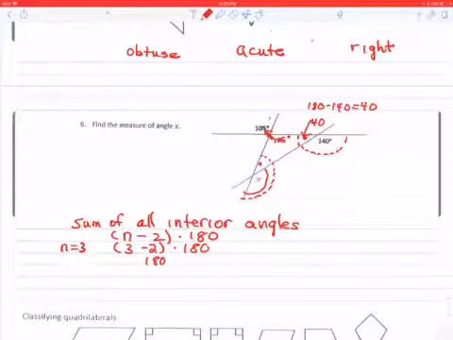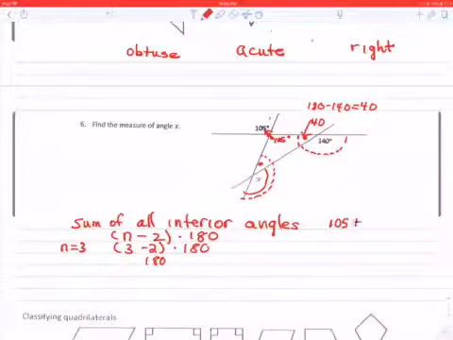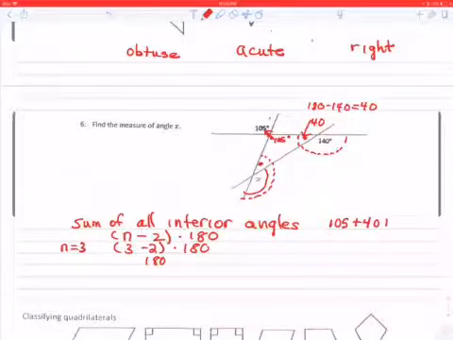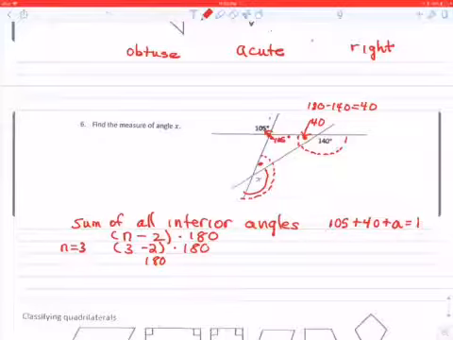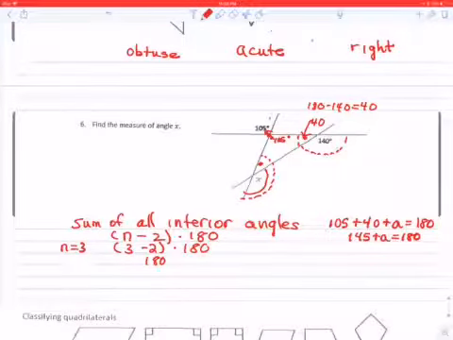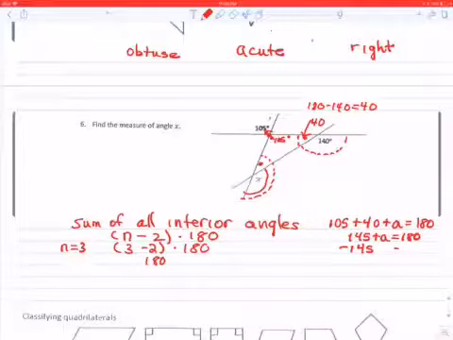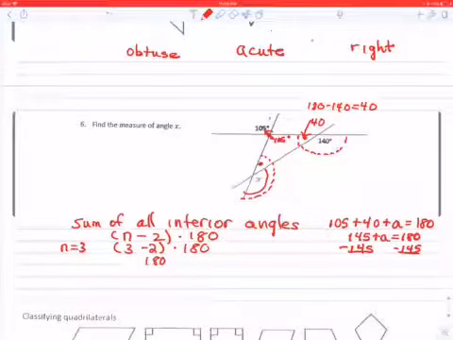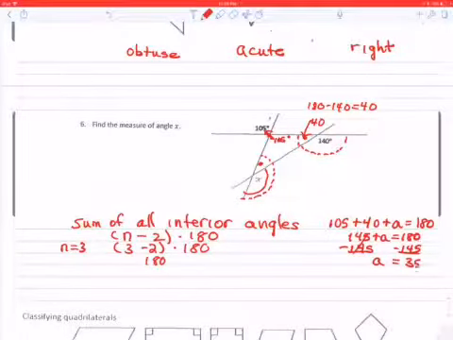So to find this third angle, I have 105 plus 40 plus whatever that angle is, has to add up to that 180. So collecting like terms, I'll add the 105 plus 40 to get 145, and I'll solve for that angle. So that angle, that third angle, is 35 degrees.